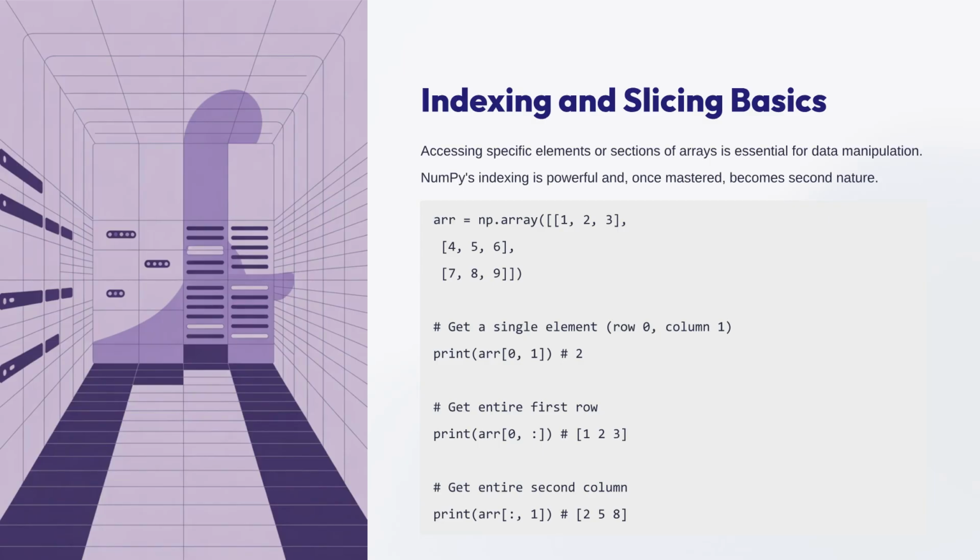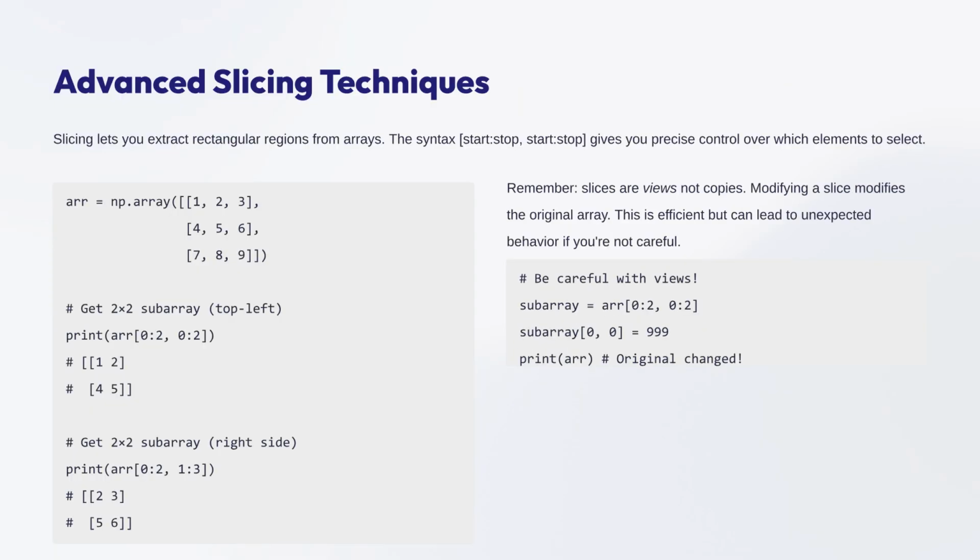Indexing and slicing allow you to access specific elements. You can get a single element using row and column indices, an entire row, or an entire column. Advanced slicing extracts rectangular regions using the start:stop syntax. Slices are views, not copies. Modifying a slice, as shown here, modifies the original array, so use caution.